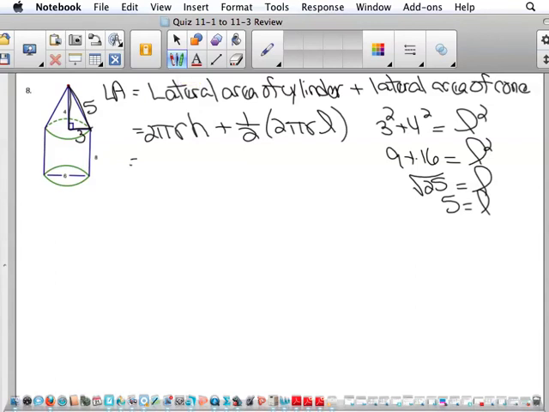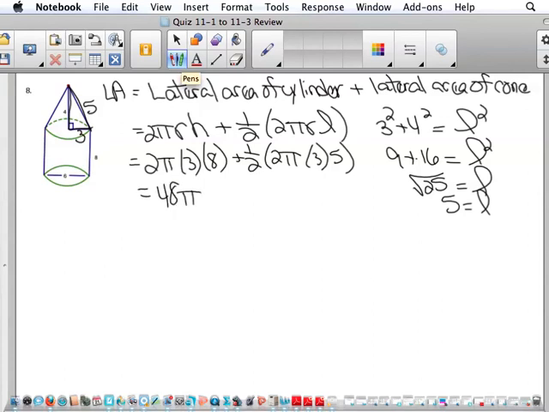So now let's find the lateral area of this solid. So for the cylinder, 2 pi times the radius 3 times the height 8 plus 1/2 2 pi times the radius, which is 3, times the slant height, which is 5. That gives me 48 pi for the lateral area of the cylinder, plus 15 pi for the lateral area of the cone.